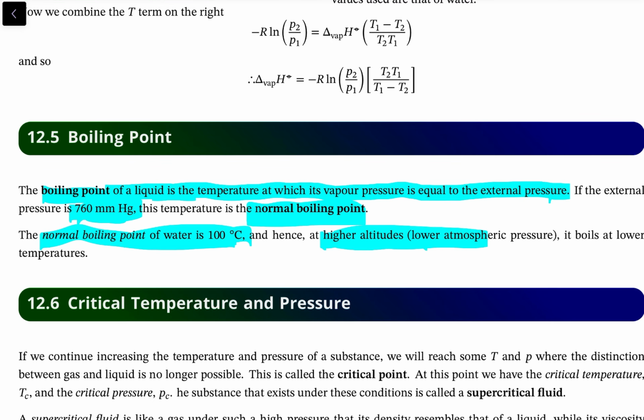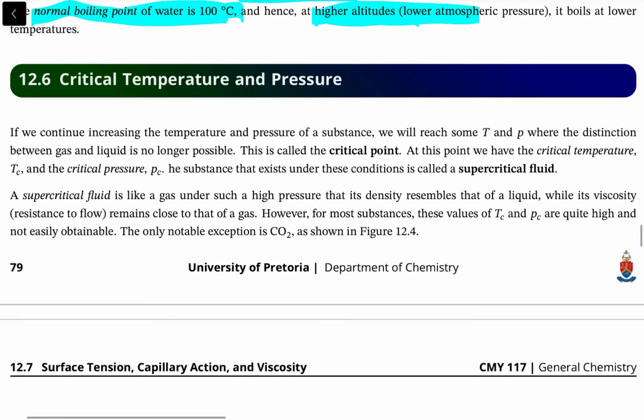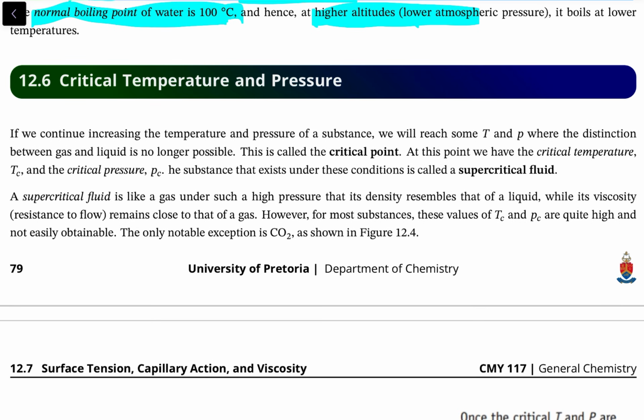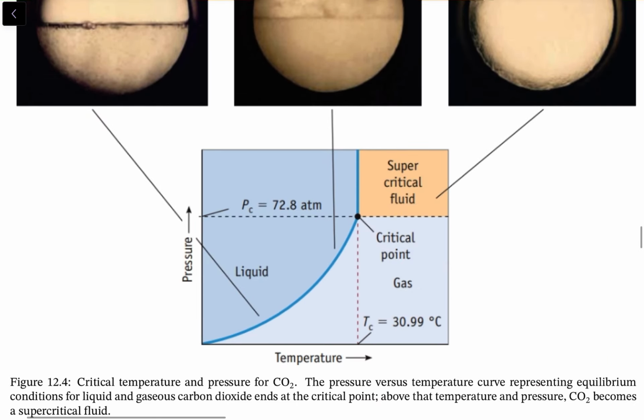Okay, so that's our first concept that we're looking at. The next concept is what we call critical temperature and pressure. And it comes about if you look at, so I just need to pick the diagram. So remember these vapor pressure curves. So what you had was pressure versus temperature.